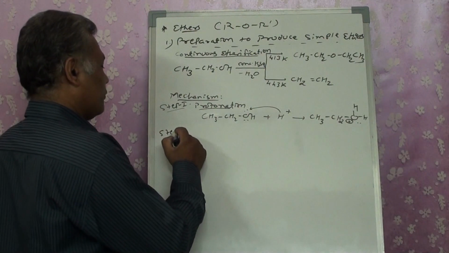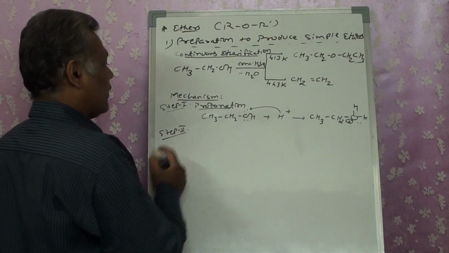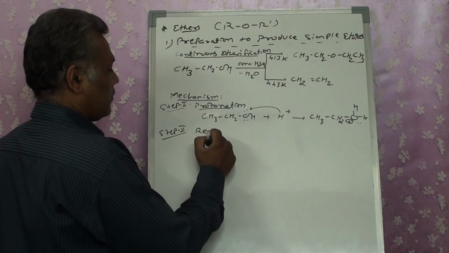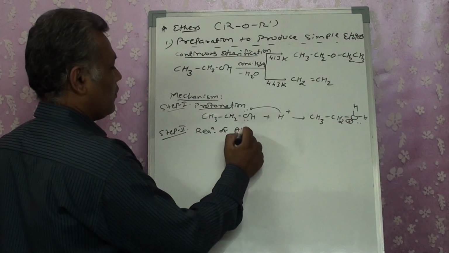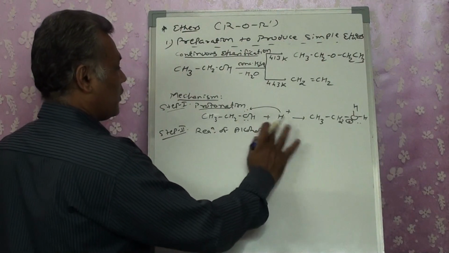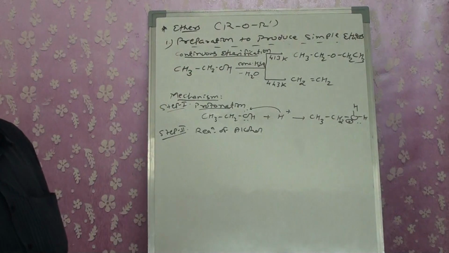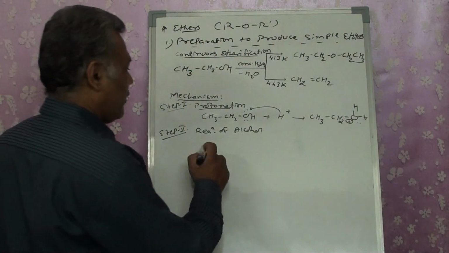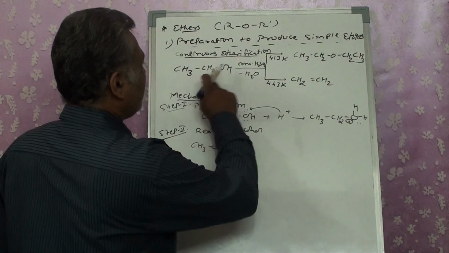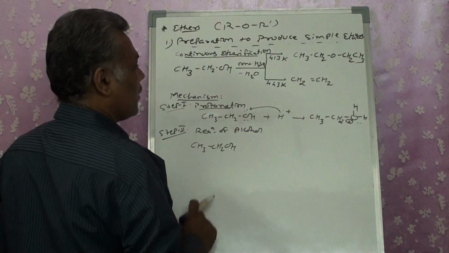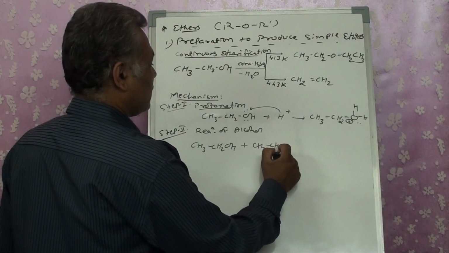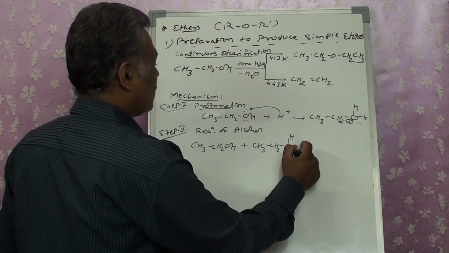Now in step 2, there is a reaction of alcohol. We know that our second step is always somewhat different. We are going to get another molecule of alcohol. See, we wrote it as 2 molecules of alcohol. So another molecule of alcohol is going to react with CH3CH2OH2+.